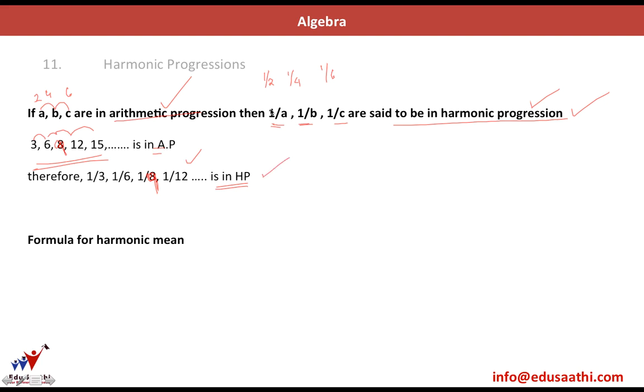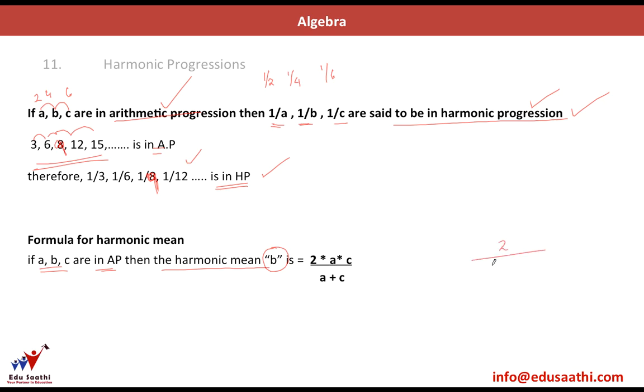So if I have to find the harmonic mean, it would be given by, if A, B, C are in HP, then the harmonic mean B is given as 2AC over A plus C. Or the formula that I'll be using will be 2 over 1 over A plus 1 by C. So if you just solve this out, you will get 2AC over A plus C.